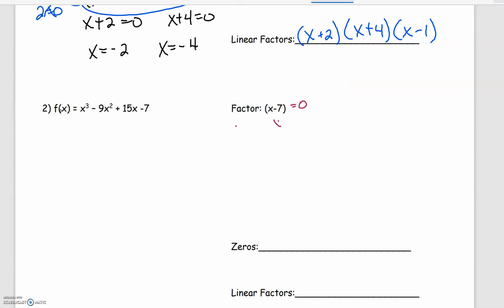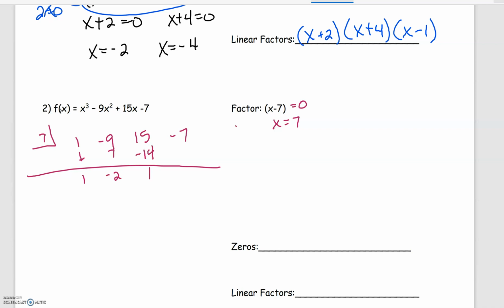So setting this equal to 0, we're going to have x equals 7. So 1, -9, 15, and -7. Bringing down my first term, multiplying, adding, multiplying, adding, and multiplying. Again, that should always be 0. And then we have our x squared minus 2x plus 1. You can go ahead and already write your 7 and your x minus 7 on the line.